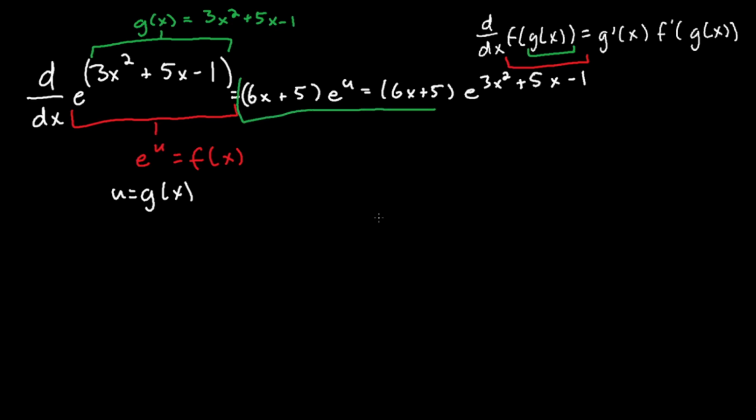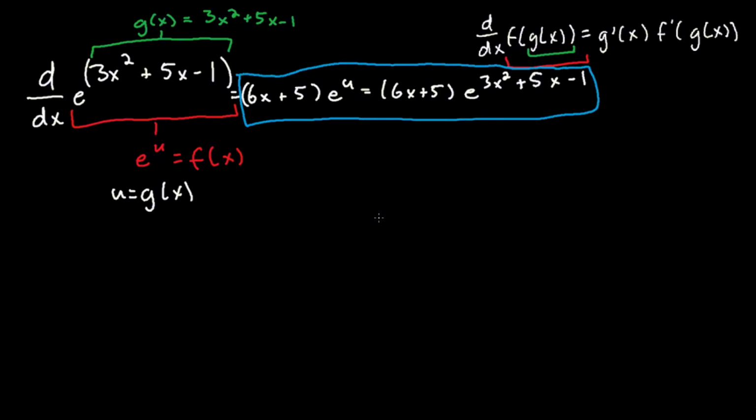Therefore, our total answer, let's use a different color. Therefore, our total answer is this guy right here. And as you can tell, all I did was take the derivative of e and then put the derivative of the inner function and just multiply it by your larger function.